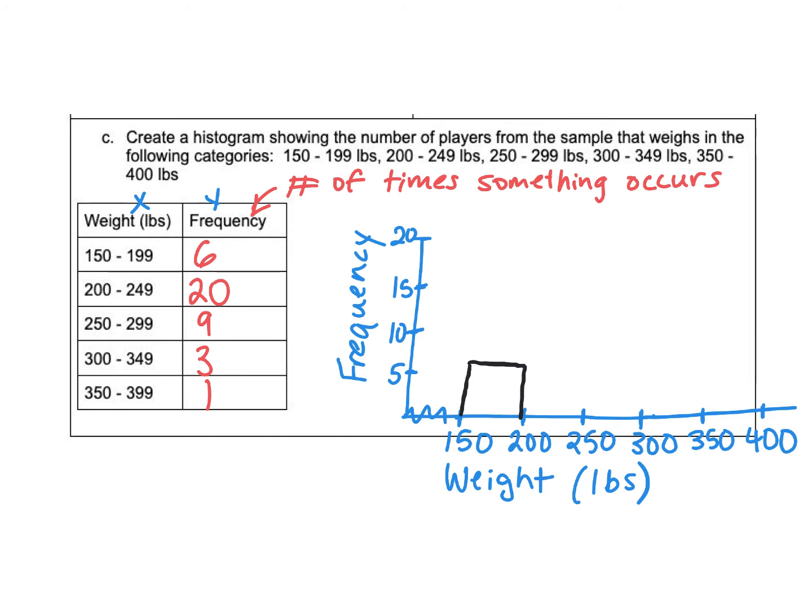Okay, so then the 200 to 250. I'm going to go right off the top of that bar up to 20, because again, these are touching. And that is my second bar. As I go through these, I do want to label them. So the first one, I'm going to do 150 to 199. Second one, 200 to 249. And so on. So I want you to go ahead and finish the rest.